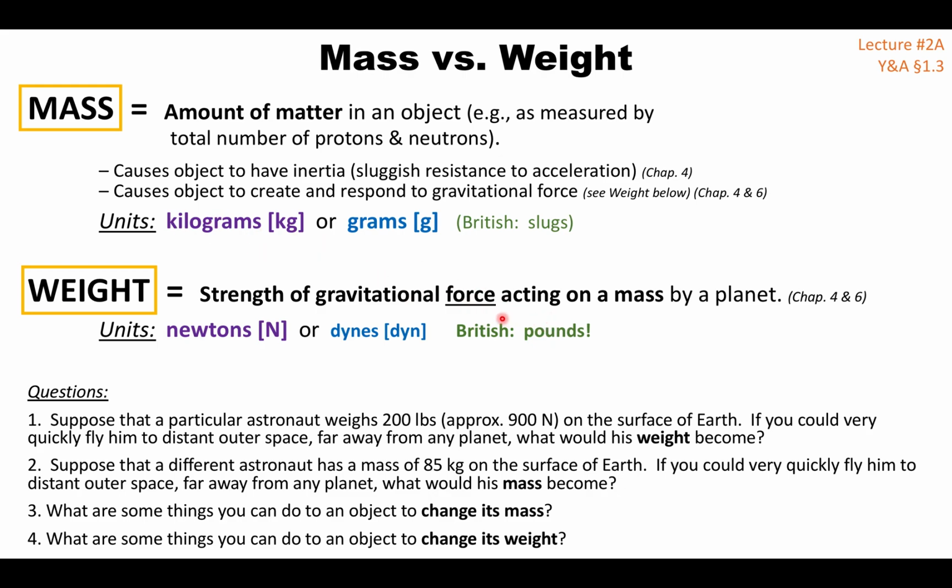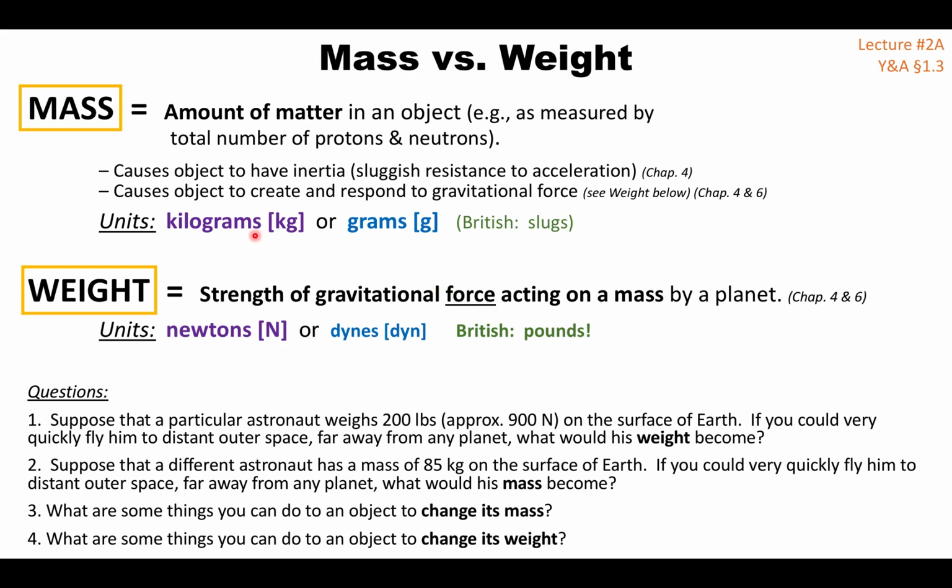However, if you were to take that same can of food and move it to the surface of Mars, the gravitational force will be about 1/3 as much as it is on the surface of Earth. On the surface of the Moon, it'll be about 1/6 as much. Or if you were to take that same can of food and move it far away from any planet, then there will be no force acting on it at all.